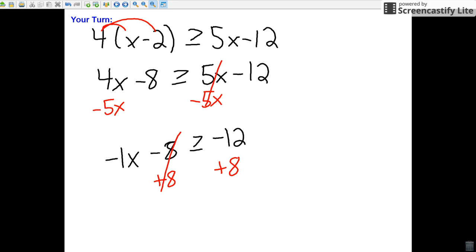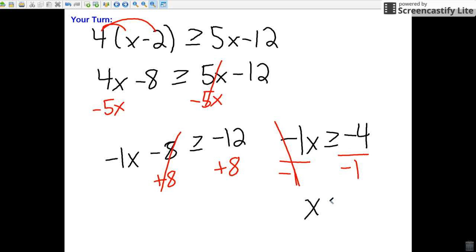At this point, we have negative 1x is greater than or equal to negative 4. Because it's a negative 1x, we can't leave that as our answer. We have to divide both sides by negative 1. And our final answer will be x is less than or equal to positive 4.